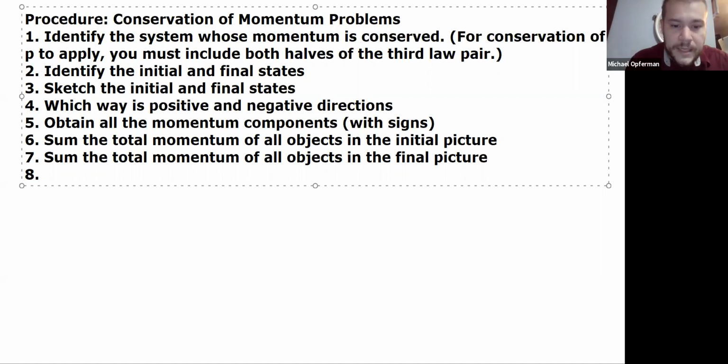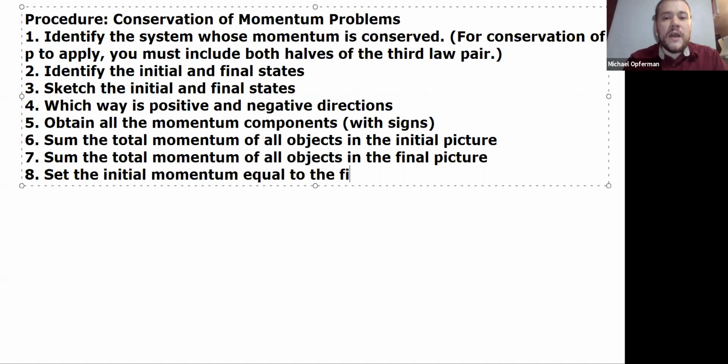And then lastly, where you apply the conservation law, you now set the initial momentum equal to the final momentum, because that is the conservation law. Or if you're doing an impulse-momentum problem, you might set the delta P equal to the impulse, if it's one of those style of problems.